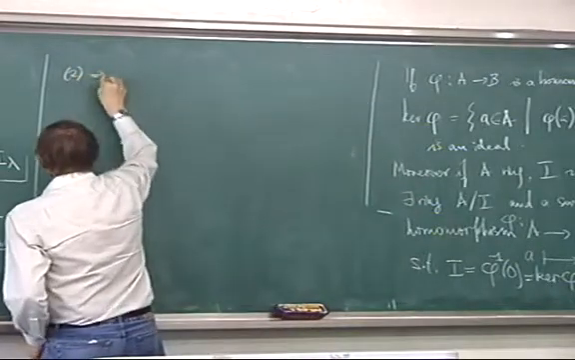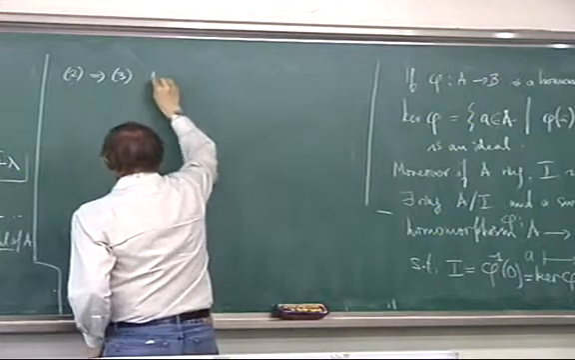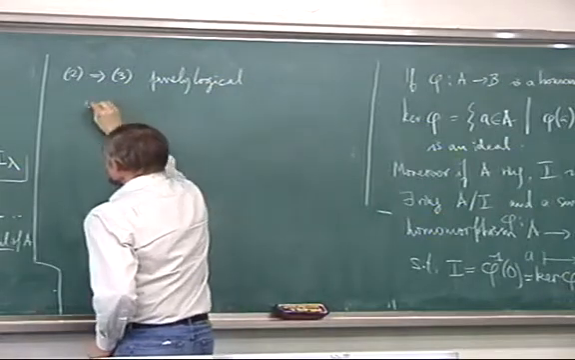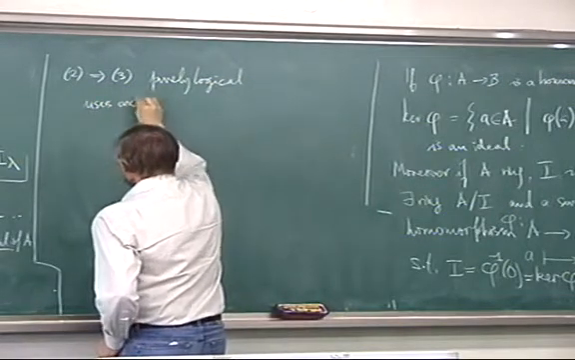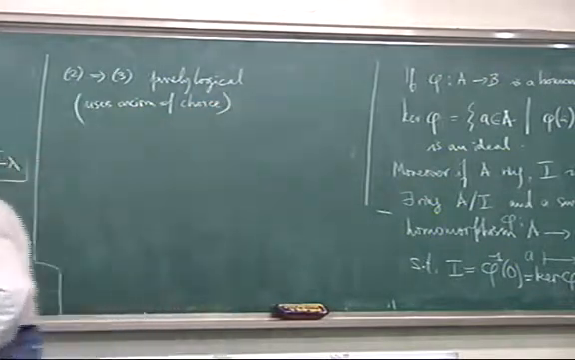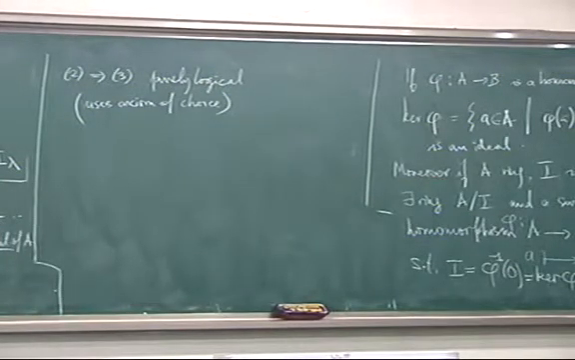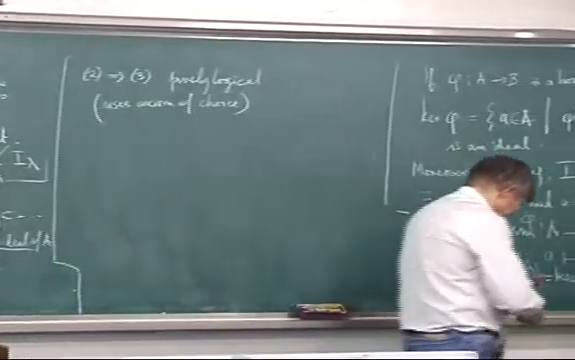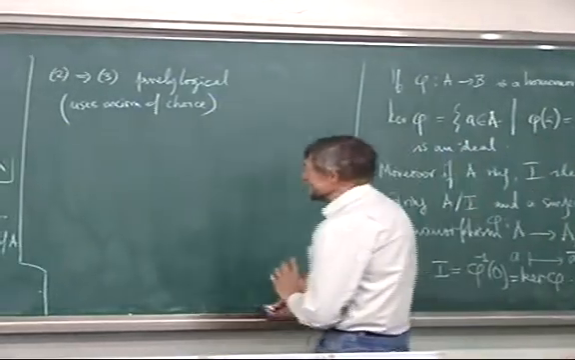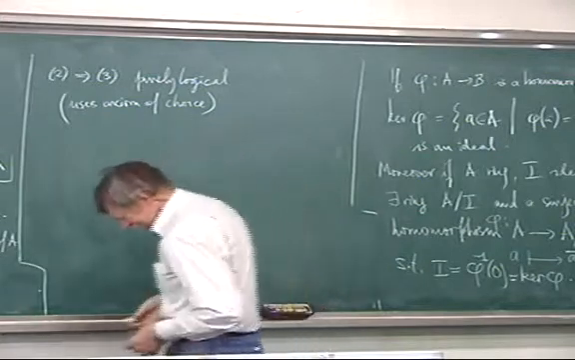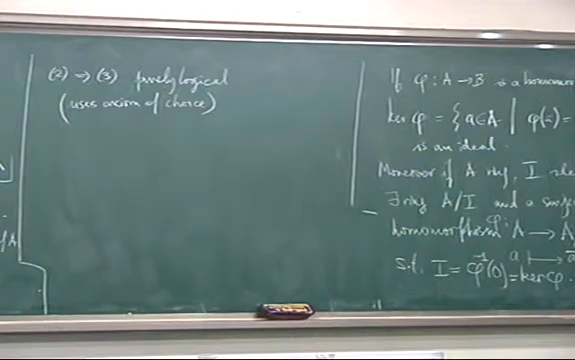So 2 implies 3 is purely logical, and it uses the axiom of choice. So I'm sorry about this, but that's just the way it is. When I was an undergraduate, the algebraists were very keen on telling us which things use the axiom of choice. People who do set theory or logic don't care about the axiom of choice. It's an old story for them. But people who do algebra seem particularly keen on it. So I'm not going to discuss it in detail.